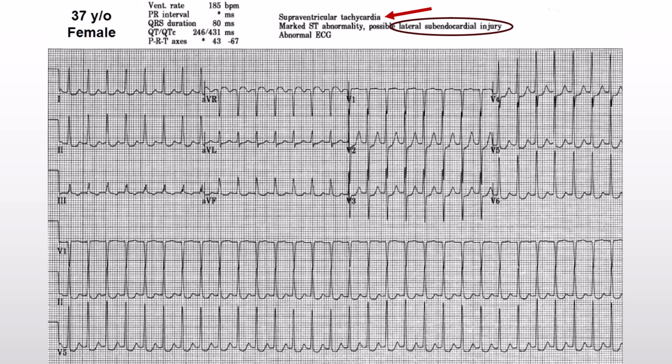Subendocardial ischemia does not localize. There is no such thing as subendocardial ischemia that is lateral, anterior, inferior, anterolateral, and so on. You cannot localize subendocardial ischemia on an ECG. It's just subendocardial ischemia.